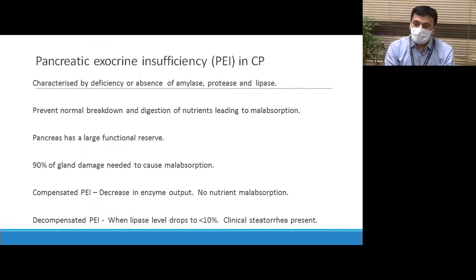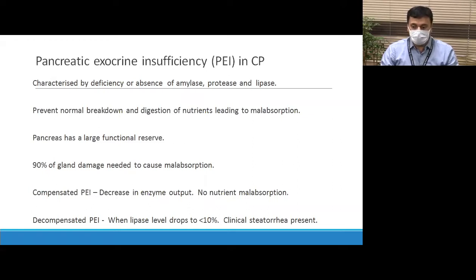One of the major complications of chronic pancreatitis is pancreatic exocrine insufficiency, which is characterized by deficiency of the pancreatic enzymes amylase, lipase, and protease. Because of this, the normal breakdown and digestion of nutrients is prevented, and this leads to malabsorption. The pancreas has a large functional reserve, and 90% of the pancreatic gland must be damaged to cause malabsorption. There are two types of pancreatic exocrine insufficiency, compensated and decompensated. Compensated means there is a decrease in enzyme output, mainly lipase, but there is no nutrient malabsorption.